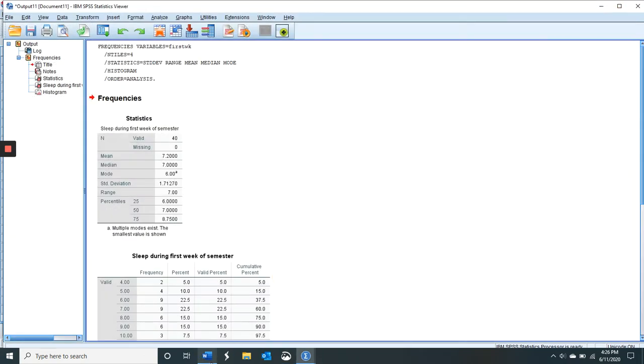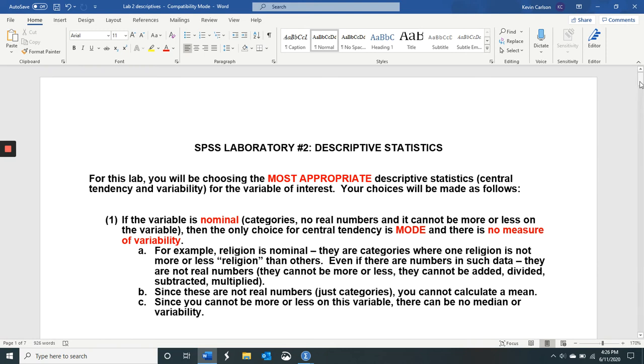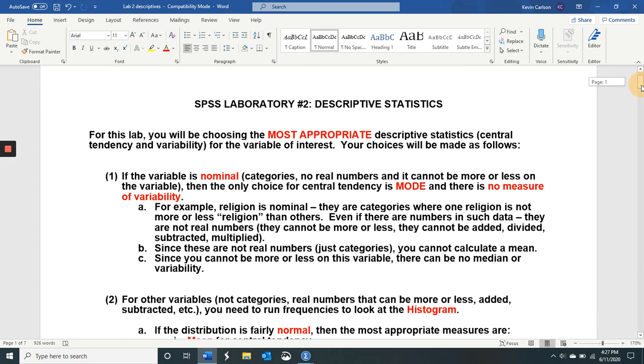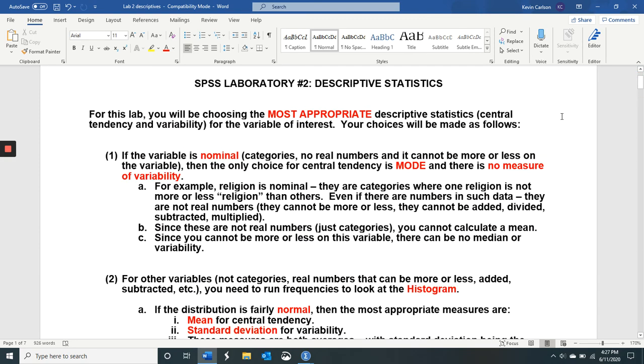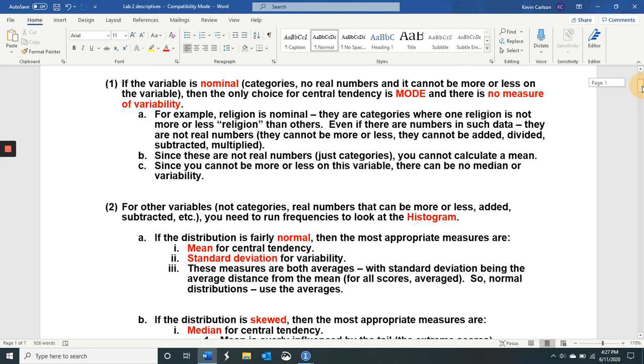So let me go into the lab. So here's the lab. I'm going to post this. The lab, at least for now, as long as we can do it, will have both the questions that you're supposed to answer and also the SPSS output. That's a little bit easier if we can get everything into one document. So here's the lab, and it's just saying what you're supposed to be doing. You're supposed to be choosing the most appropriate descriptive statistics for central tendency and variability based on the distribution of the variable. And here's a very detailed description of how to make those choices.